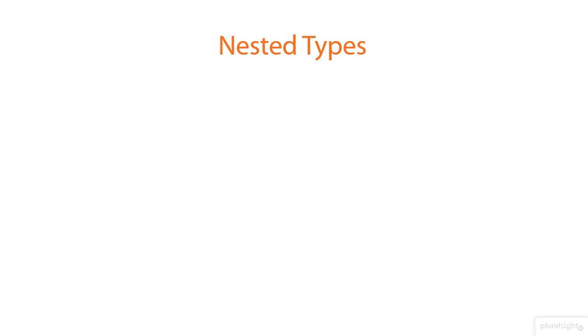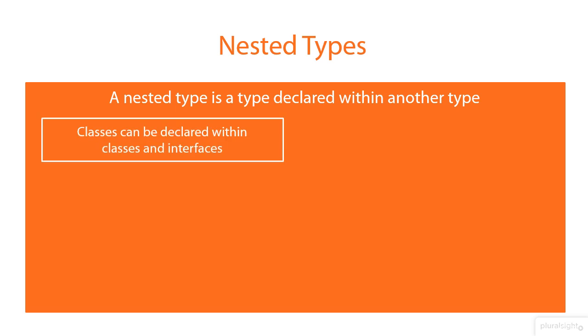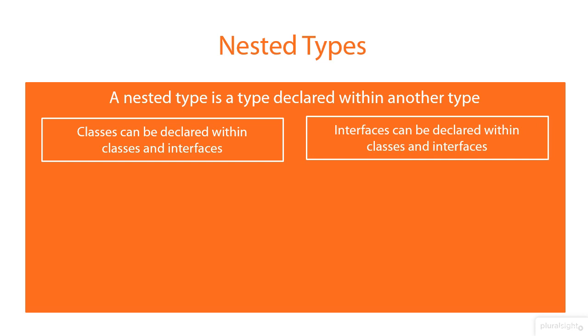At a few points during the course, we've mentioned nested types briefly, and I've always said that's something we would talk about later. Well, later is now. Now, a nested type is simply a case where you have a type that's declared within another type. So you can have classes that are declared within other classes or within an interface. You can also have interfaces that are declared within classes or a different interface.